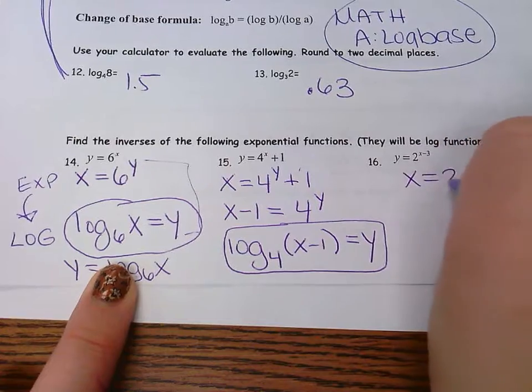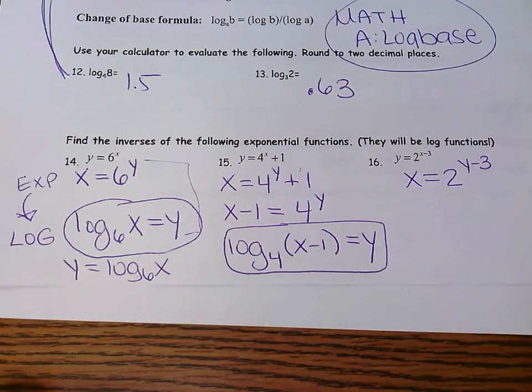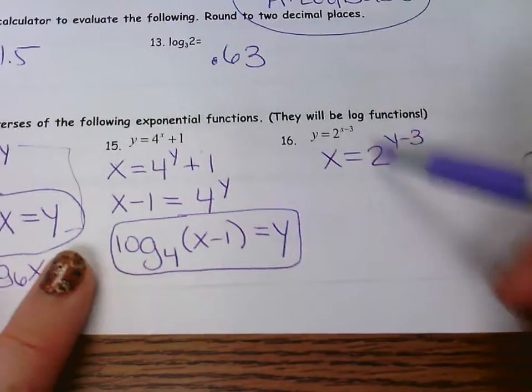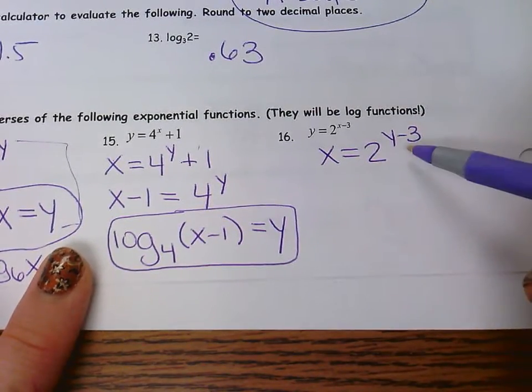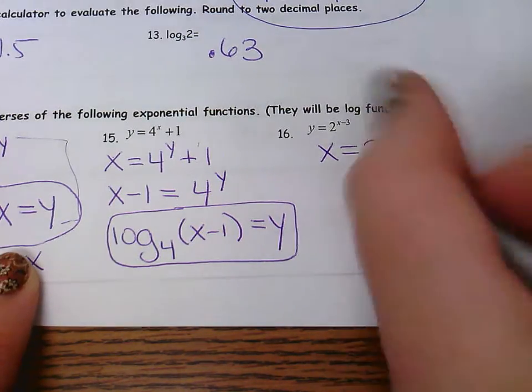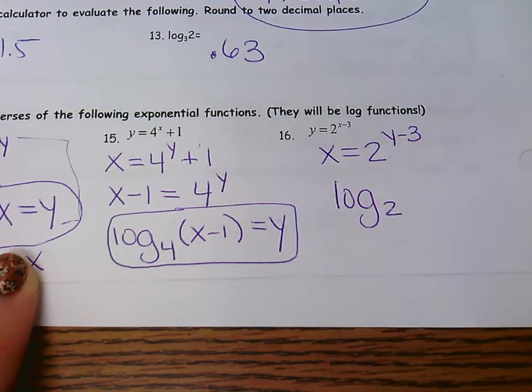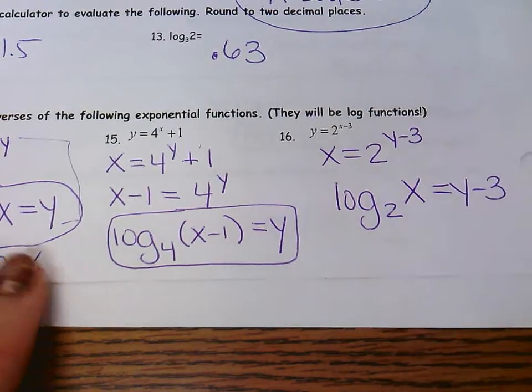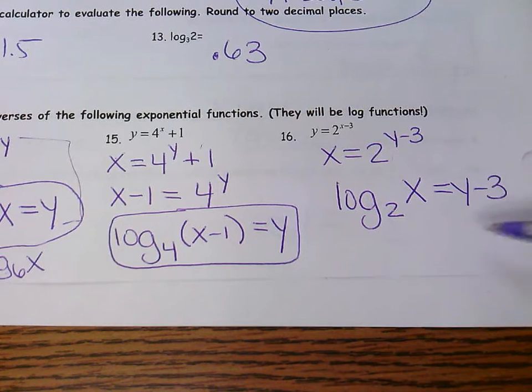So x equals 2 to the y minus 3. It's already by itself on the exponent side, so I'm just going to switch forms. If the base is 2, it's going to be a log base 2 function of x equals y minus 3, right? We're trying to get the y by itself, so the y should end up over on the equal side.